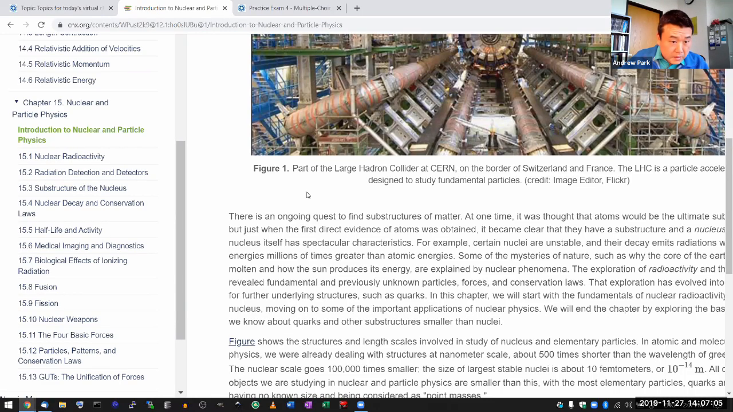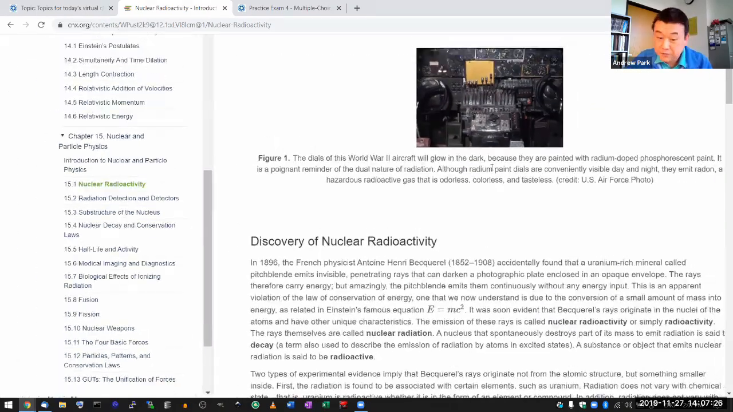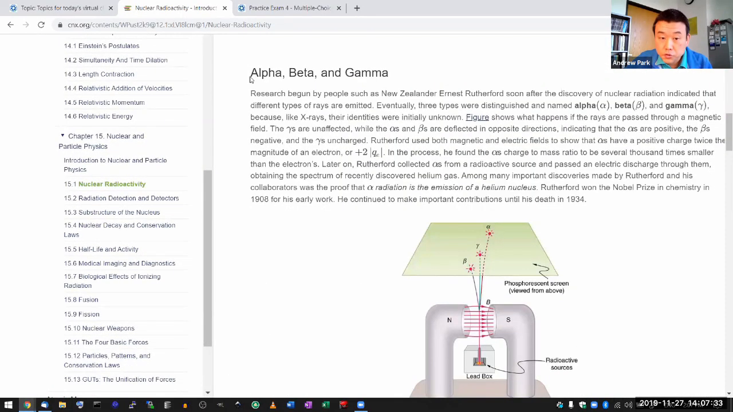So, let's see. I won't go through all these 13 sections. Let me just try to point out some things that are interesting. The first section is just an introduction to nuclear radioactivity, how it was discovered. It's historically interesting, read it, but this is why I didn't want to skip it. It introduces alpha, beta, gamma radiation. These are classifications of different types of nuclear radiation, which all also happen to be ionizing radiation. And understanding of this is important in nuclear safety.